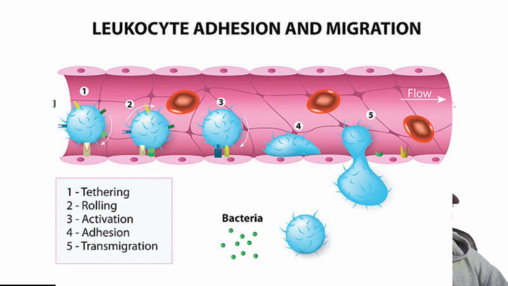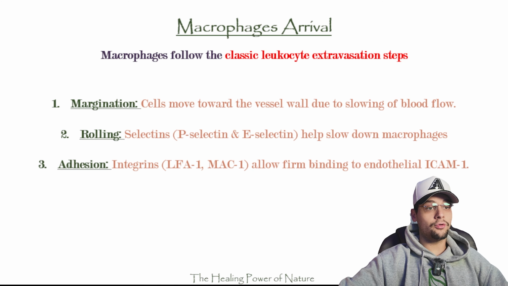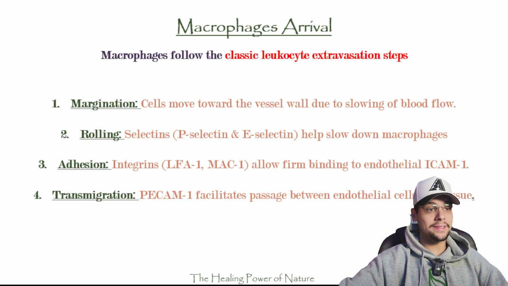First is margination, so cells move towards the vessel wall due to the slowing of the blood flow. Next is rolling, where selectins like P-selectin and E-selectin help slow down macrophages. These are the speed bumps. Next is adhesion, so integrins, LFA-1 or MAC-1, for example, allow firm binding to endothelial ICAM-1. Next is transmigration, or diapedesis.